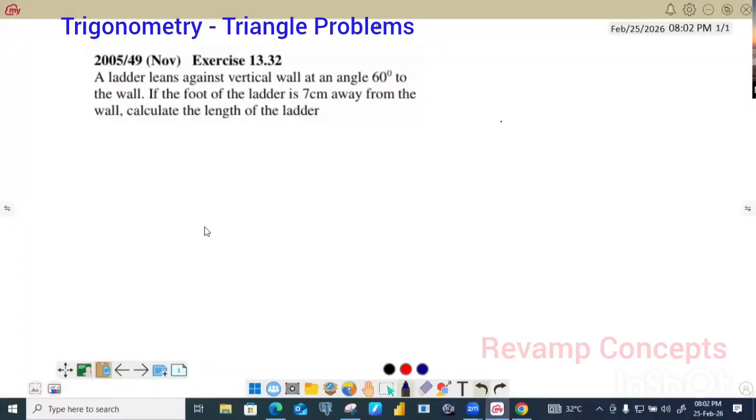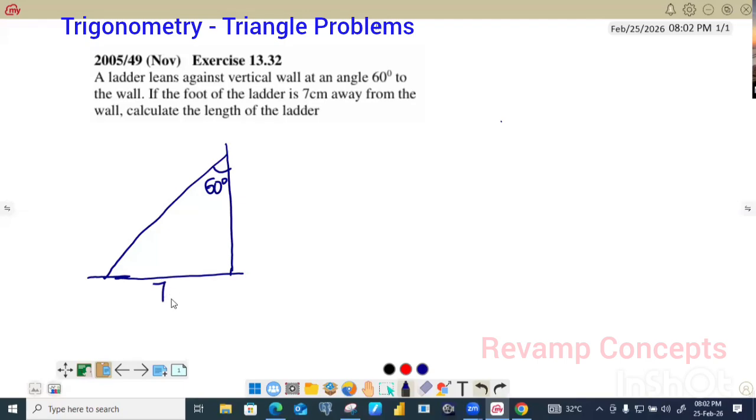A ladder leans against a vertical wall at an angle of 60 degrees to the wall. So let's say we have a vertical wall, and this is the ground, and we have a ladder that leans on this vertical wall, and the ladder makes an angle of 60 degrees with the wall. The foot of the ladder is 7 centimeters away from the wall.